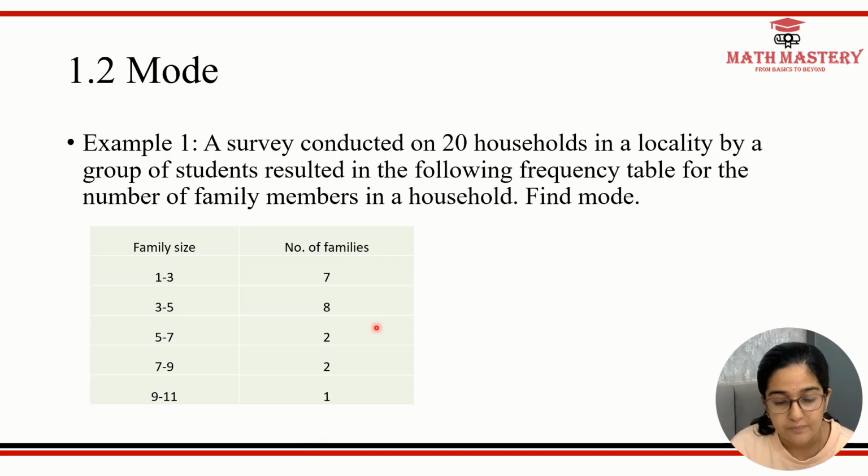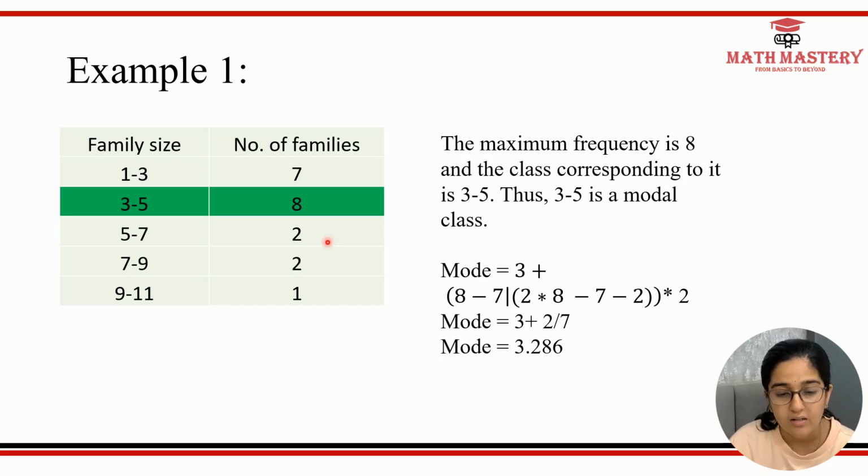Now you see that the maximum frequency is 8, right? The class interval corresponding to it is 3 to 5. So 3 to 5 is the modal class. Now using the formula of mode, we have to calculate the mode. In this case, mode is equal to L plus. L is the lower limit of the modal class. So 3 to 5 is the modal class and the lower limit will be equal to 3.